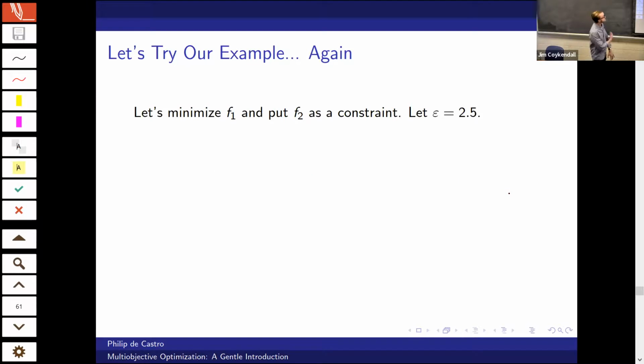All right, so let's look at our example again. We want to minimize F1 and we're going to put F2 as a constraint, and we're going to let epsilon equal 2.5. Something random.